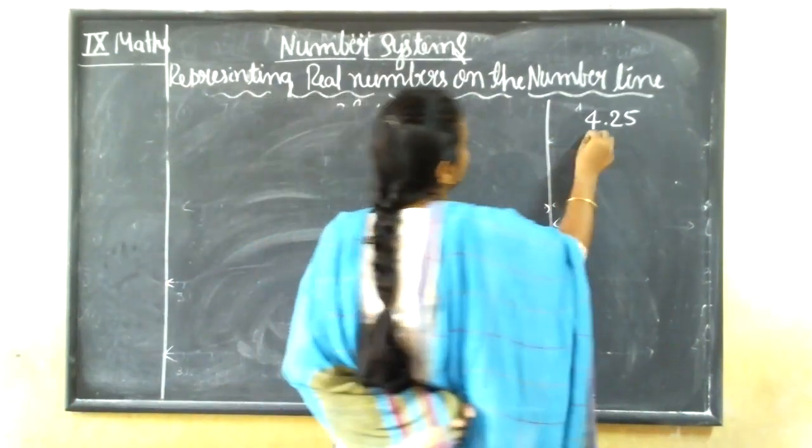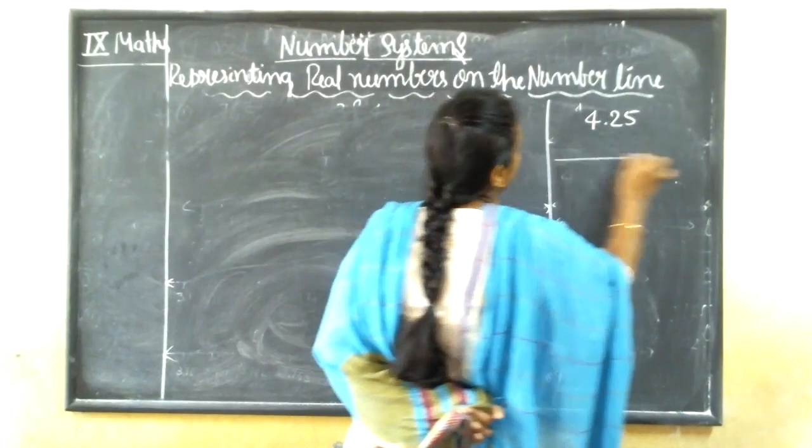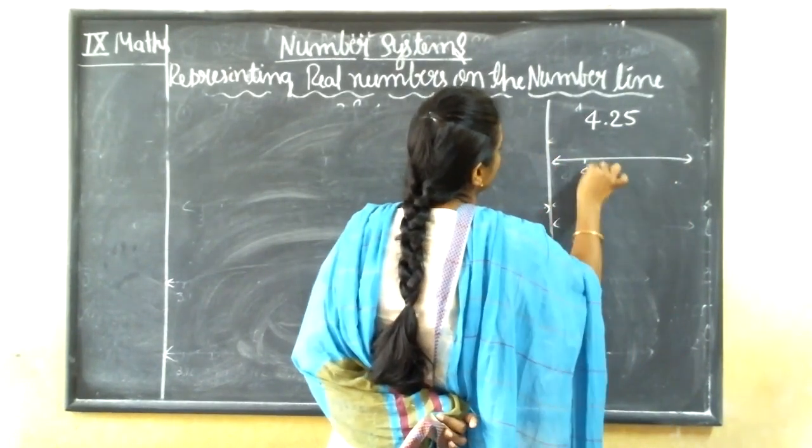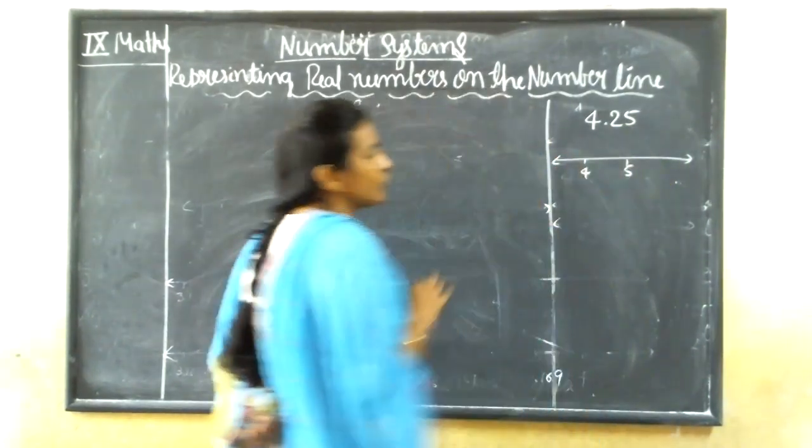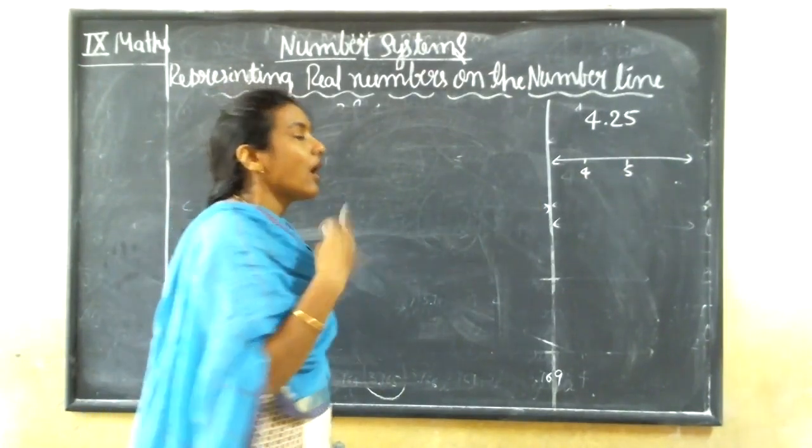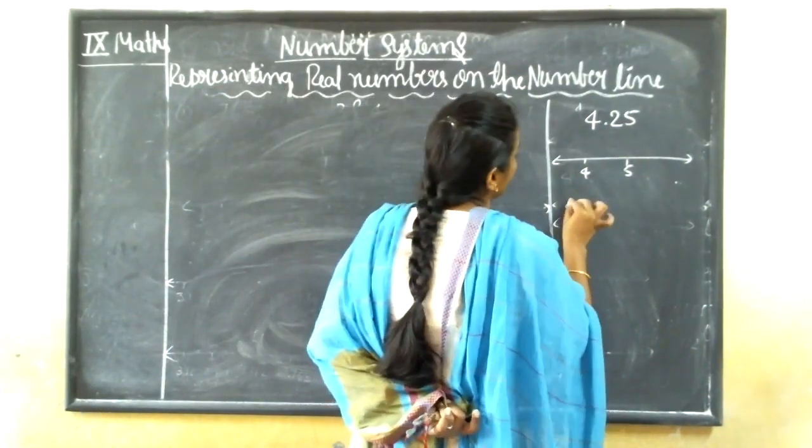4.25 means you will get to know that it is greater than 4 and less than 5. So in the first number line, it will come in between 4 and 5. After 4 and 5, what you need to do here?